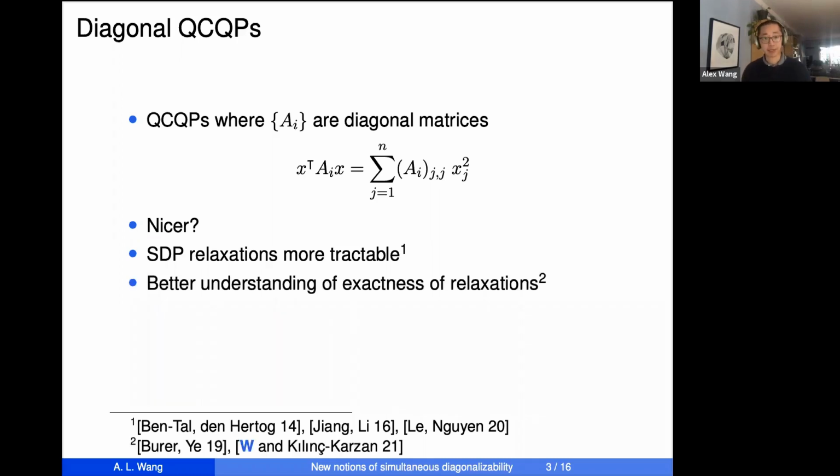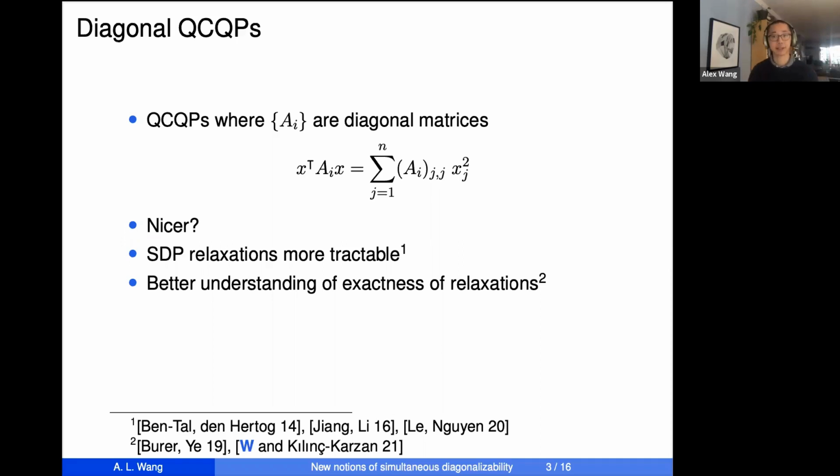Another way in which they are nicer is that if you are taking this SDP relaxation, then one thing you might ask is whether this SDP relaxation is exact. In some sense, do I lose too much when I take the SDP relaxation of my QCQP?